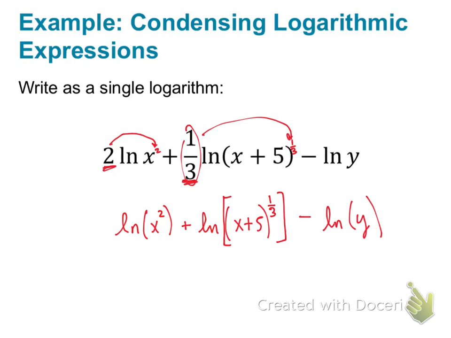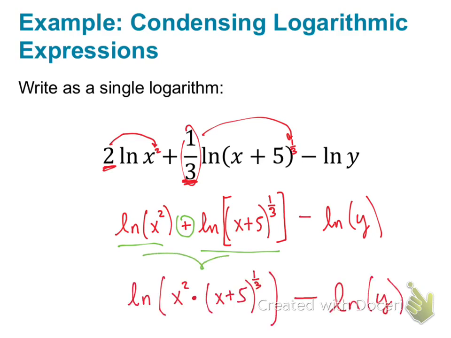Next, we can apply the product rule on these two logarithmic expressions because they're being added together, which gives us ln of x squared times (x plus 5) to the 1/3 power. We still have the minus ln y.